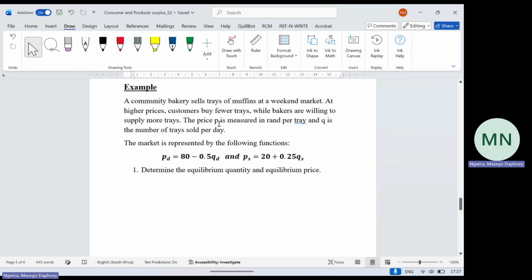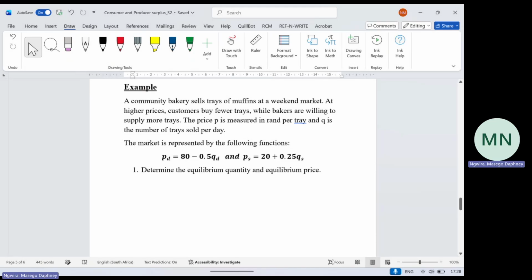Which makes sense. I mean, higher prices, fewer trays. The customers will buy less, we all understand that. And then the price is measured in rands per tray, and Q is the number of trays sold per day. I mean, P, we know it's a price. Q is your quantity, so it's the number of trays sold per day.